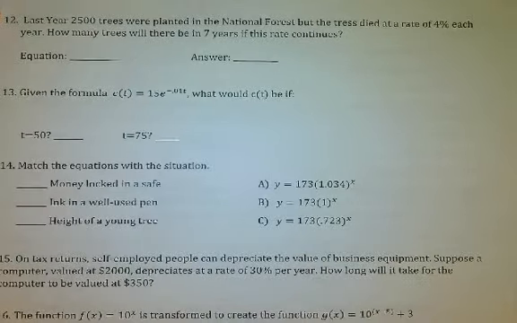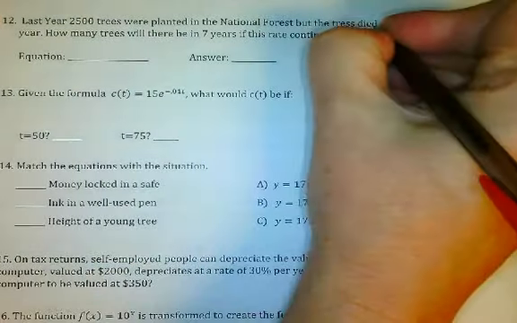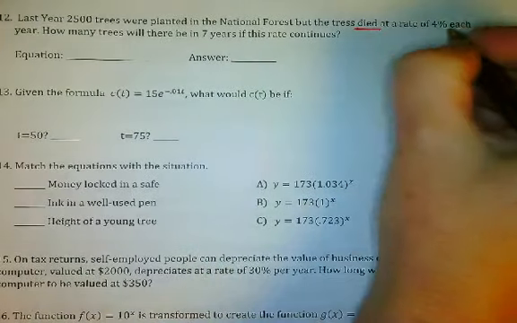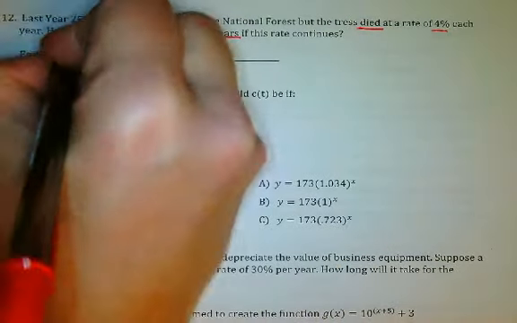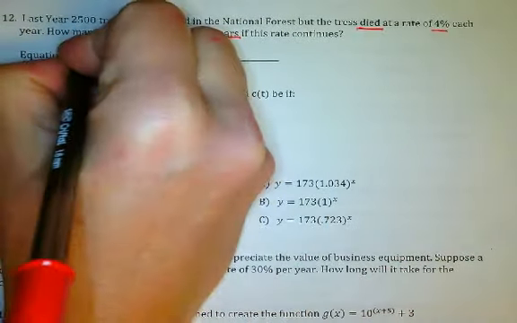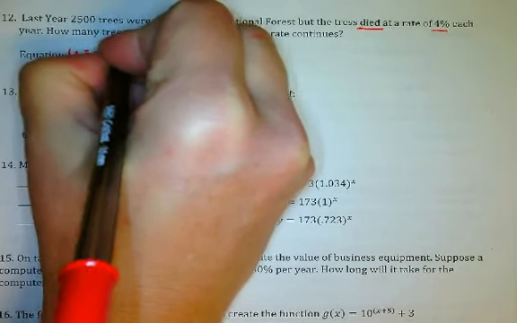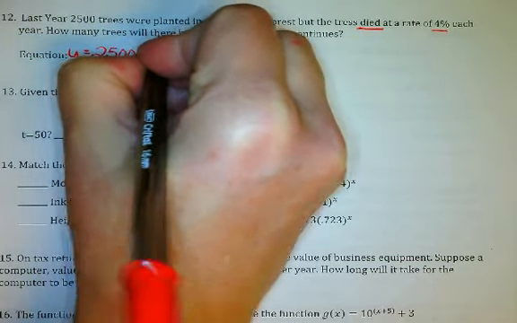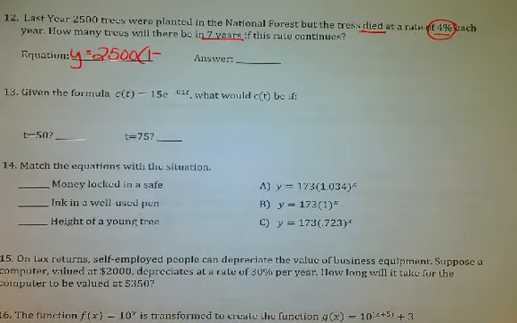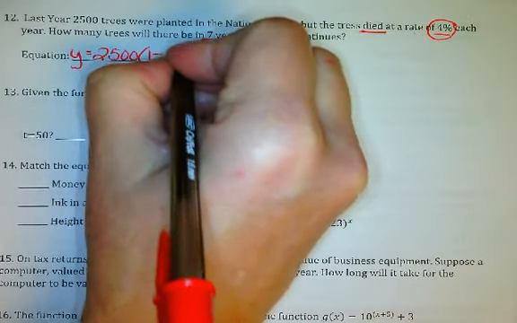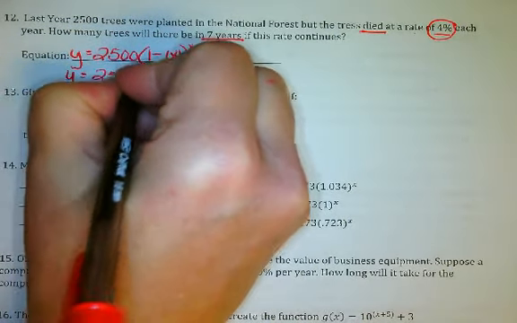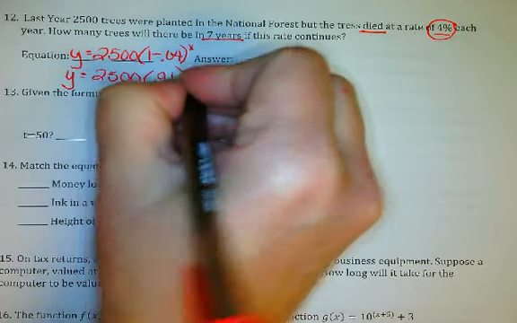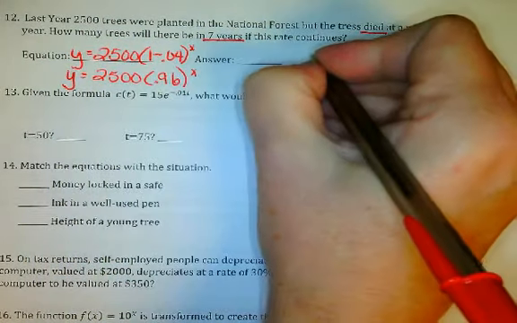Okay, on this one here it says, last year, 2,500 trees were planted in the National Forest, but trees died. So that's going to be decay at a rate of 4% each year. How many trees will there be in 7 years? All right, so for your equation, I know it's going to be decay because it says dying. So it starts off with 2,500 and then 1 minus. Again, you have to change that percent into a decimal. So 0.04 to the power of x. Now that would actually be, once I subtract that 1, 0.96 to the power of x.